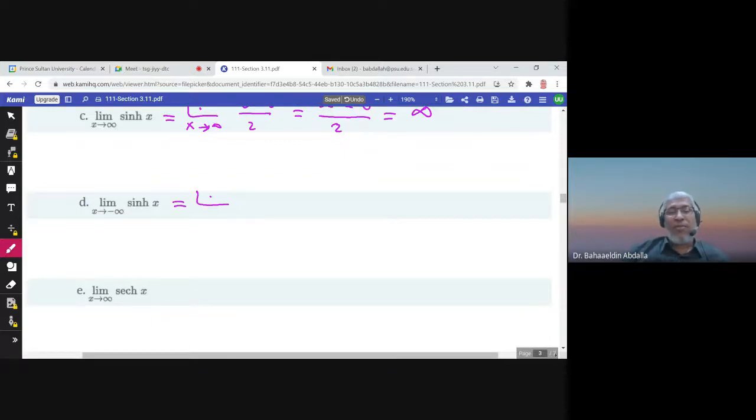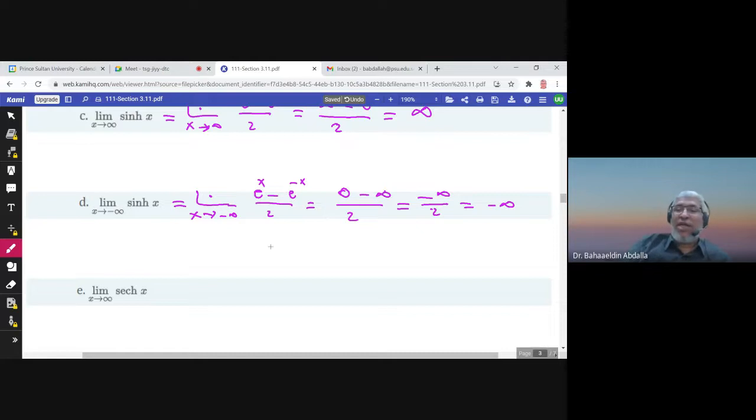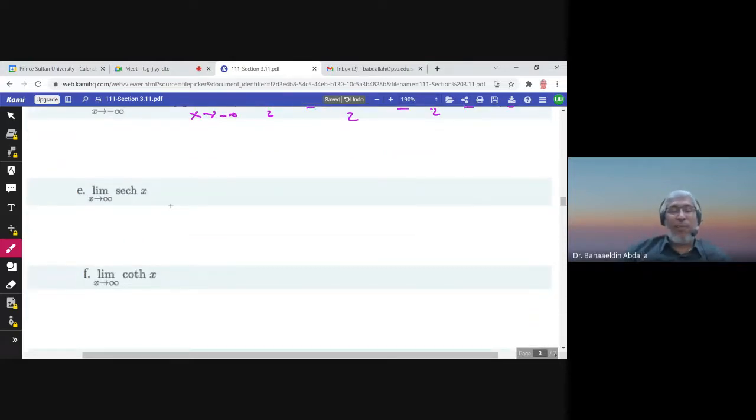The same sinh, but when x goes to negative infinity. You need to write the definition of sinh first. E to the power negative infinity is 0. Minus e to the power negative infinity is e to the power infinity, which is infinity. 0 minus infinity is negative infinity. Negative infinity over 2 is negative infinity, and the answer is negative infinity.